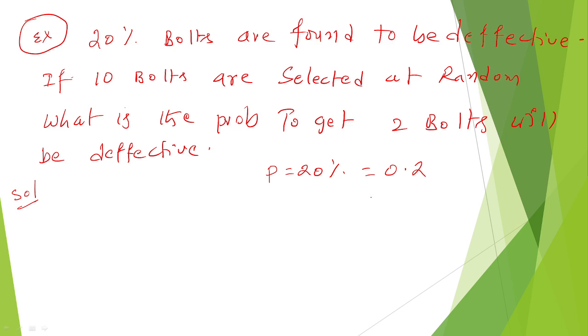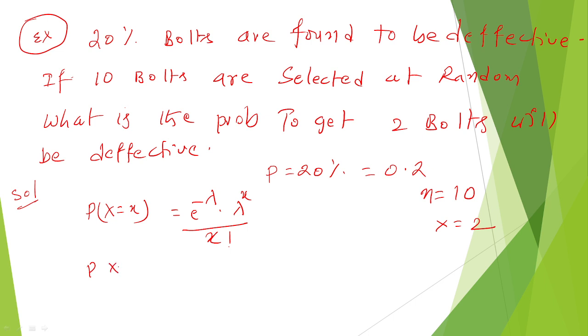And according to Poisson distribution, in the above problem, n, the number of bolts, is 10, and it is asking x equal to 2. Then according to Poisson distribution, P of x equal to e power minus lambda into lambda power x by x factorial. So it is asking the probability for 2 bolts to be defective, x equal to 2, out of 10 bolts. The e value is the exponential constant, 2.71.